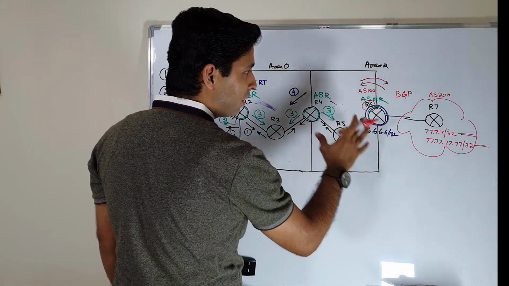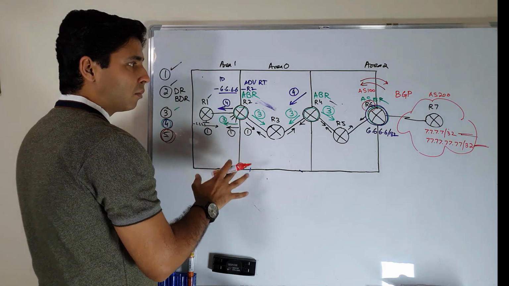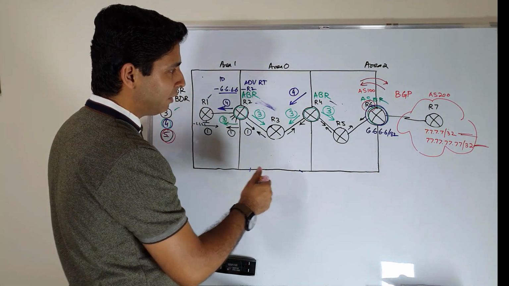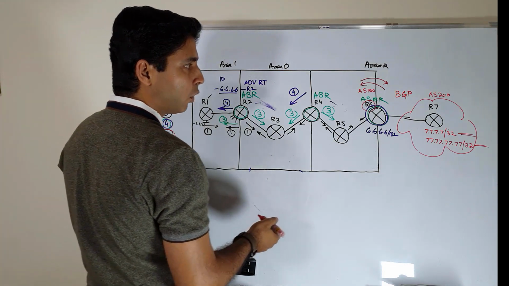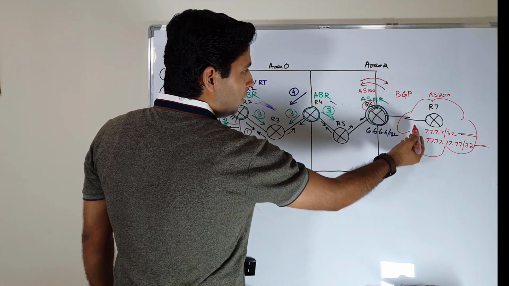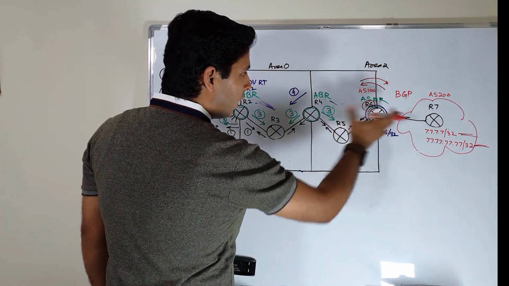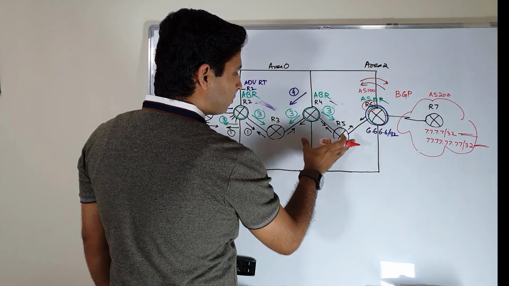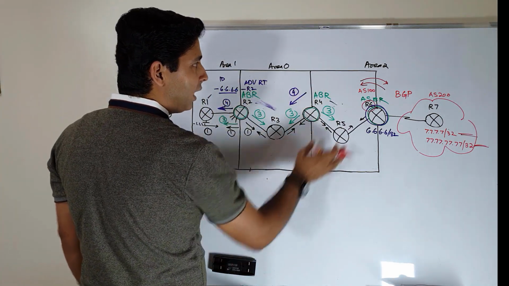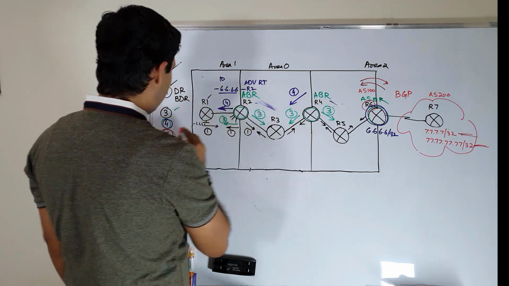If you download the GNS3 topology I am giving in the description, it is 100% the same as what I am explaining here, so you can do all the experiments over there as well. These external routes will be imported into the OSPF domain, into the OSPF autonomous system, into the OSPF areas, and these routes will appear as LSA type 5.